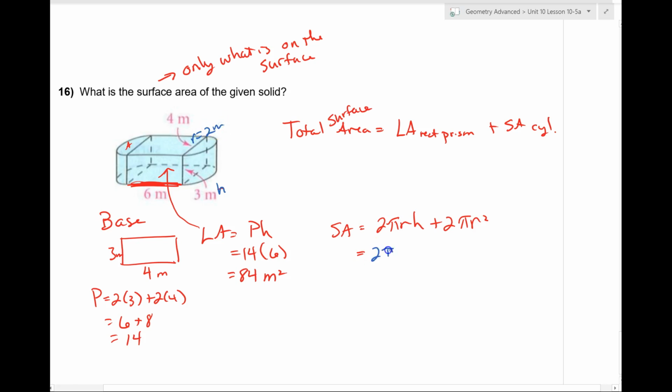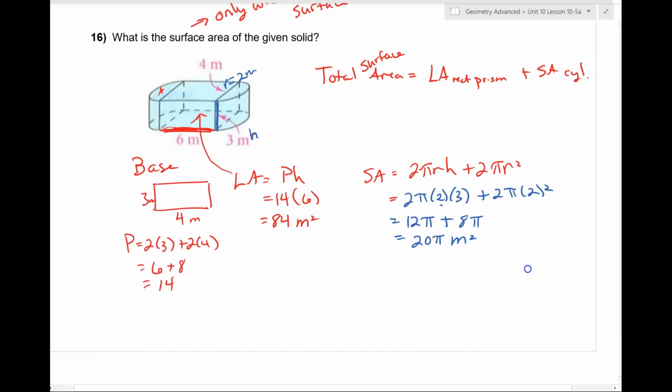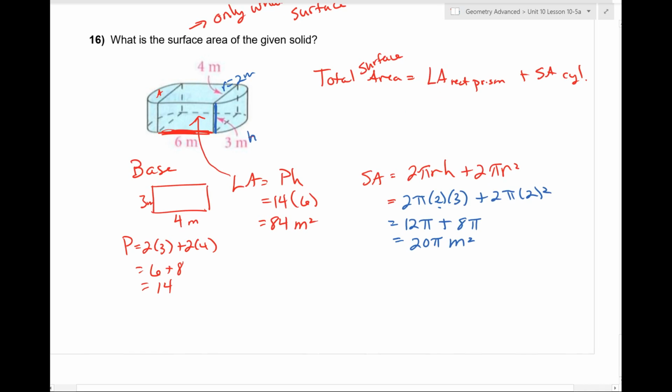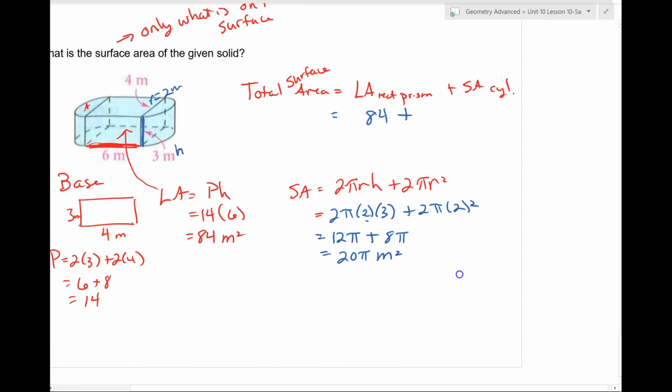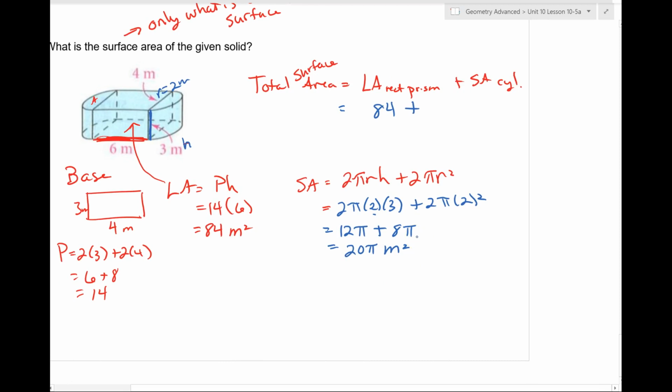We plug it in, we get 2 pi, my radius is 2, the height of the cylinder is 3. And I get 2 pi times 2 squared. So what do you get here? 2 times 2 is 4, times 3 is going to be 12, so that's 12 pi. Plus, we get 2 squared, which is 4 times 2, it's 8 pi. And it's going to be 20 pi square meters. All right, so we have those. Now we actually have to do the total surface area, right? It's the lateral area of the rectangular prism, which is 84, plus the surface area of the cylinder, which is 20 pi.